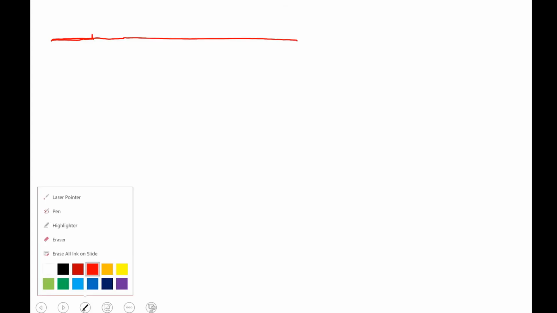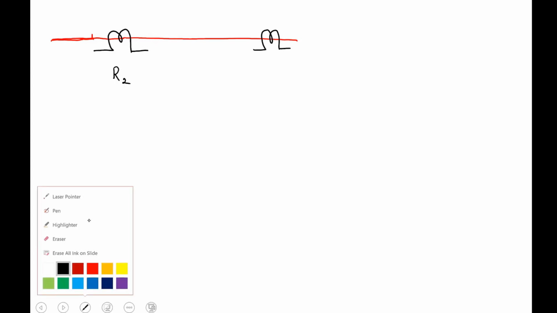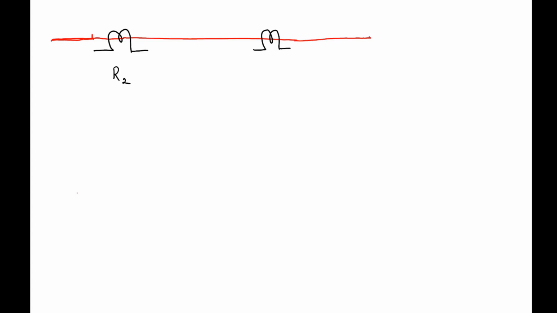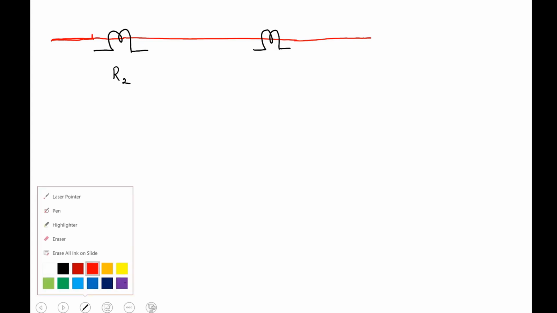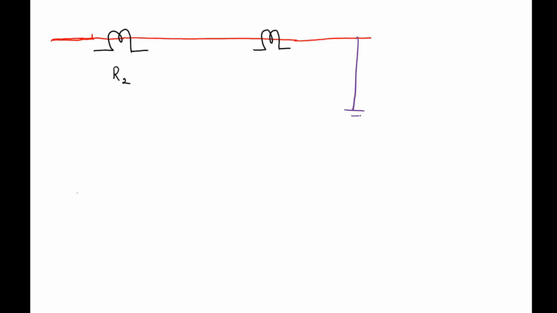First we'll take one simple problem and then we'll move forward. Suppose this is the feeder. Here we have two relays. This is relay R2 and this is relay R1. There is a short circuit fault in the line, whose fault current is 3750 ampere.